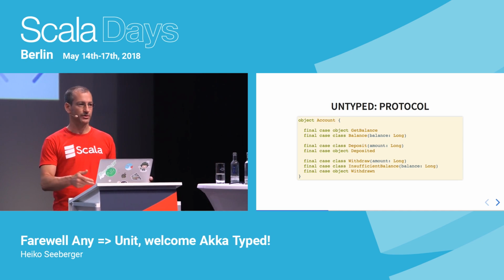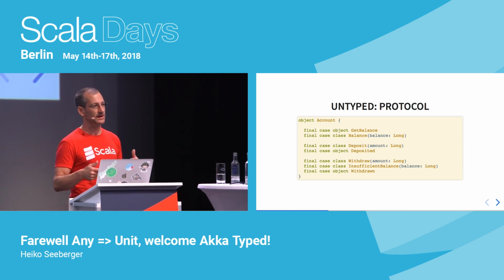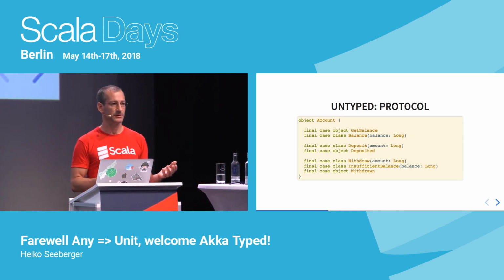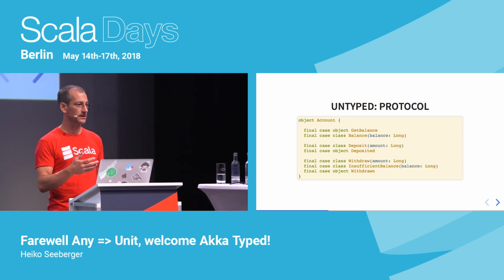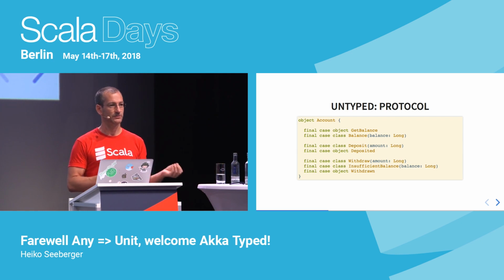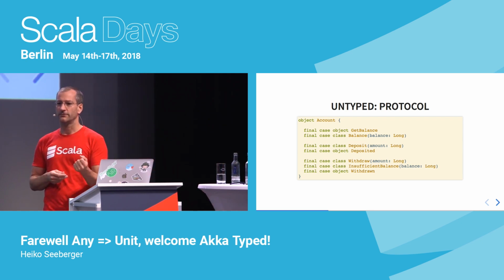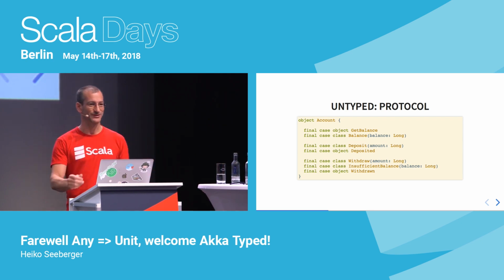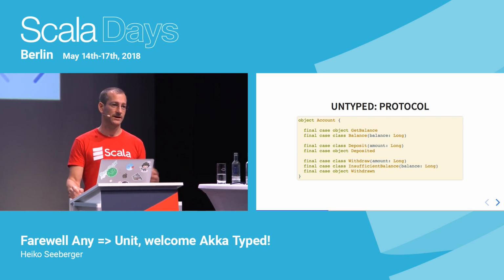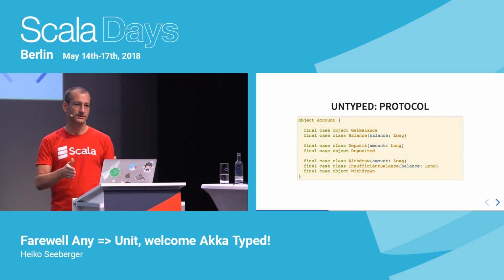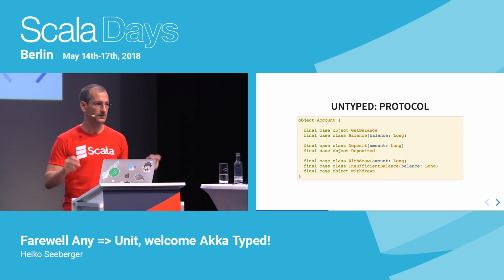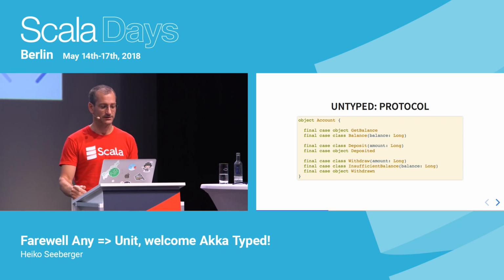Here is a protocol. The message protocol is like the API of an actor, because from the outside you cannot call a method on an actor. You don't ever get an object reference to your actor. All you get is the address. It's called ActorRef, and you can send messages to it. So the messages really define, so to say, the API, what you can do with that actor.